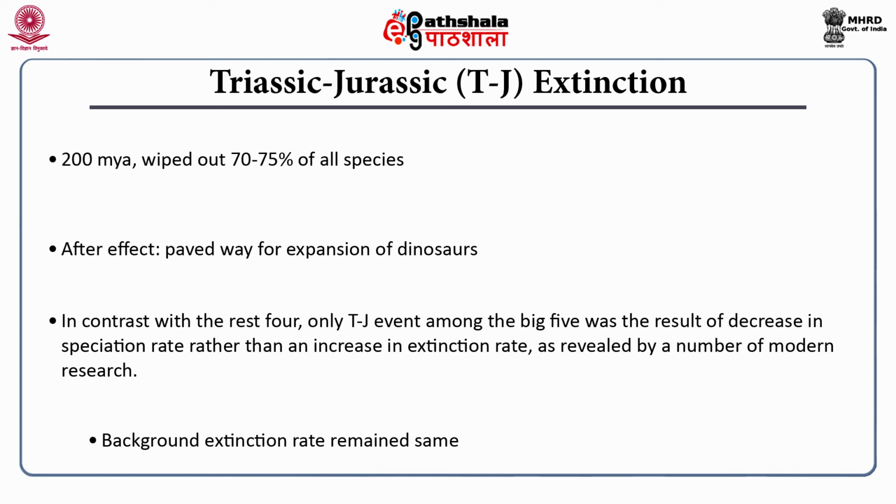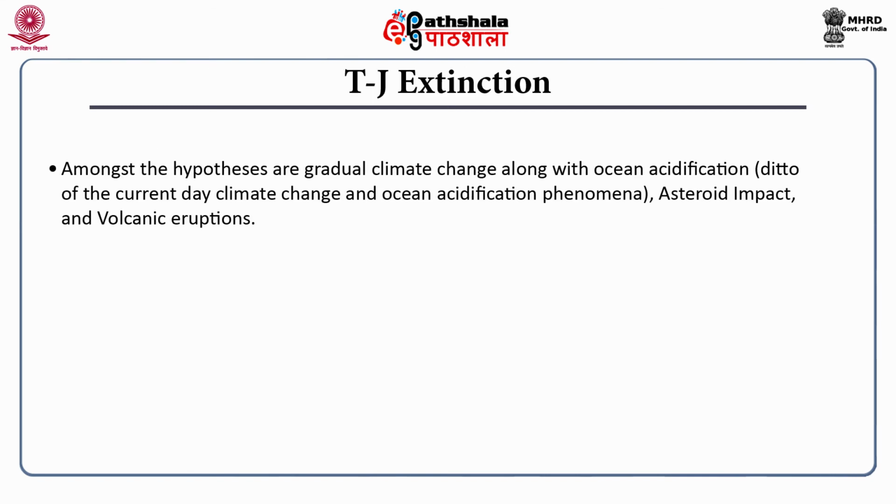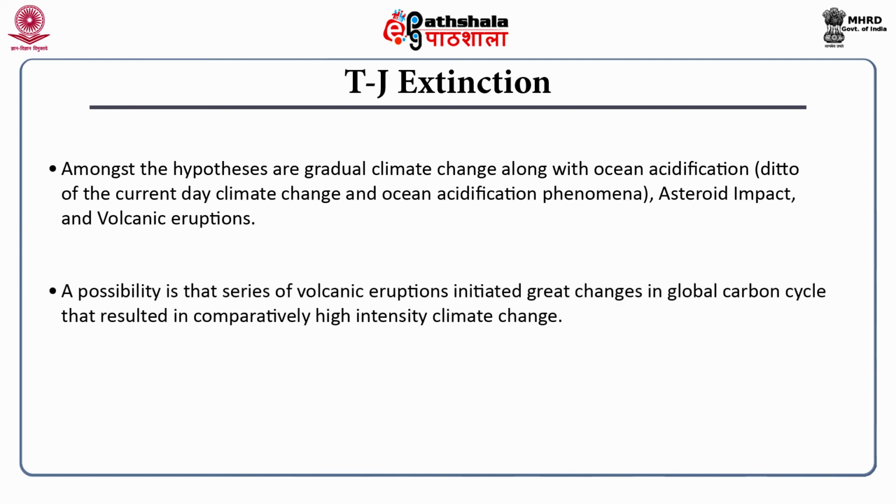So, this exactly same climate change might have triggered the TJ extinction event as well. Asteroid impact and volcanic eruptions are contrasting hypotheses for the TJ extinction event, but in the case of asteroid impact or volcanic eruptions, anybody would sufficiently argue to see an increased extinction event. But in this case, no anomaly was observed in the extinction rates, only that the rate of speciation went down. So, a possibility is that a series of volcanic eruptions initiated great changes in the global carbon cycle that resulted in comparatively high intensity climate change.